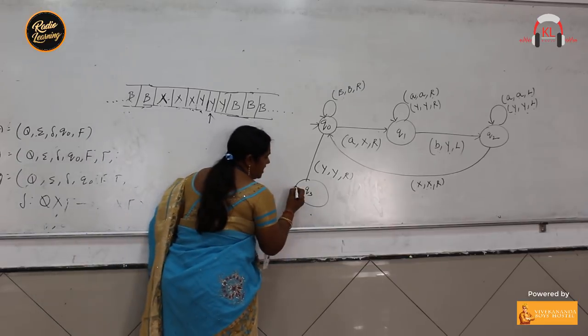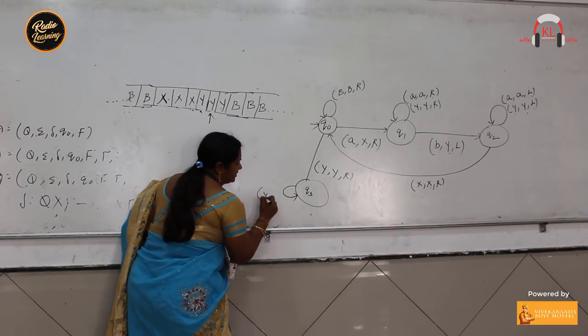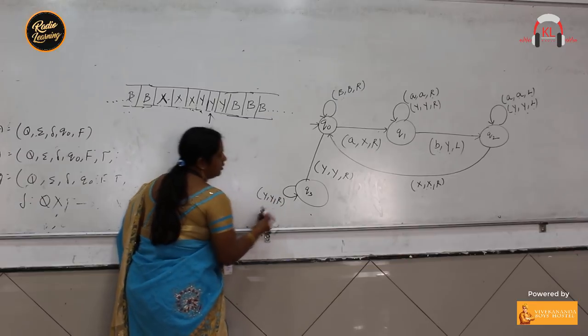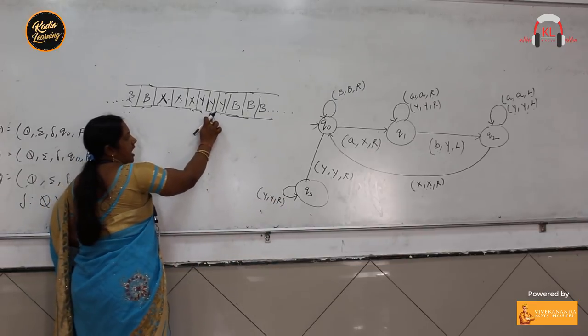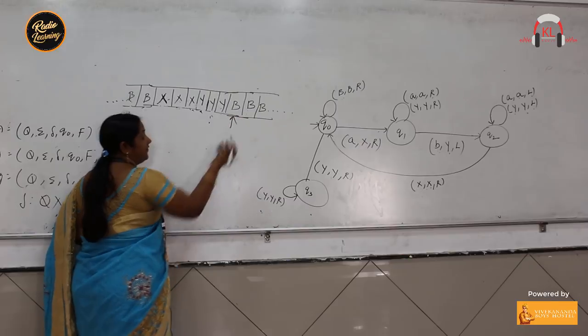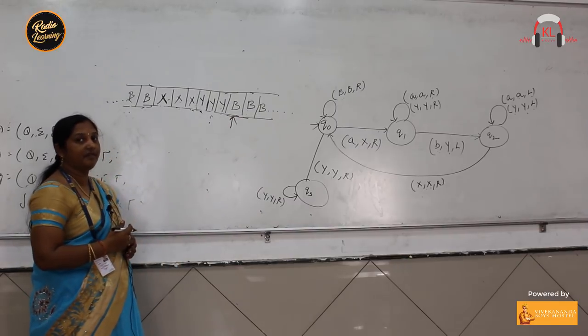So if there is any number of Y's, keep it as it is, Y, and move right. Okay. Now I am here at Y and I am moving like this. Then here I found blank. What do I have to do if I found blank?